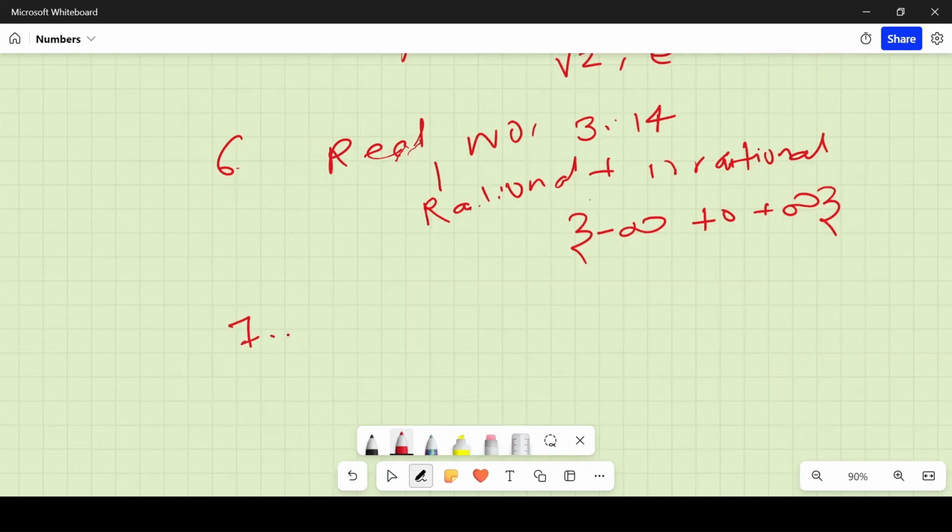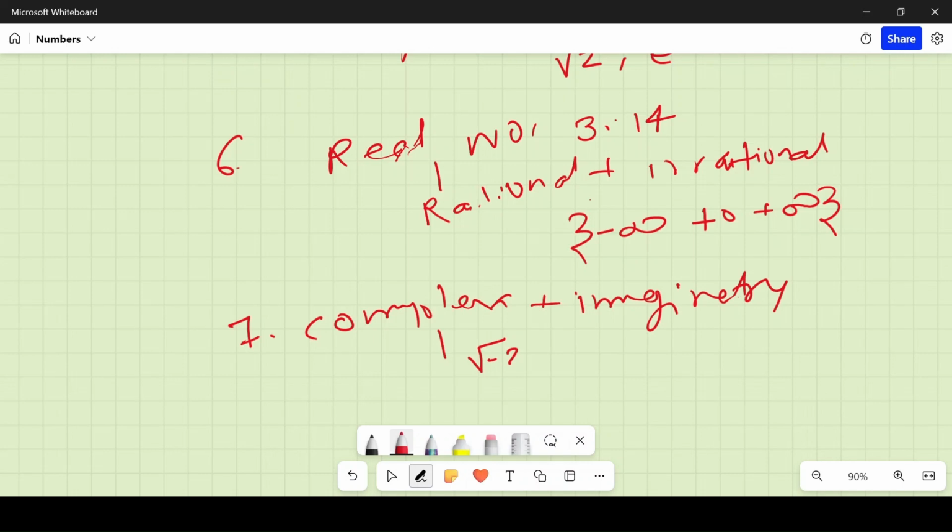We also have some types of numbers called complex and imaginary. Well, an example of a complex number can be the square root of minus 2. We will simplify these complex and imaginary numbers in a later video of this series.